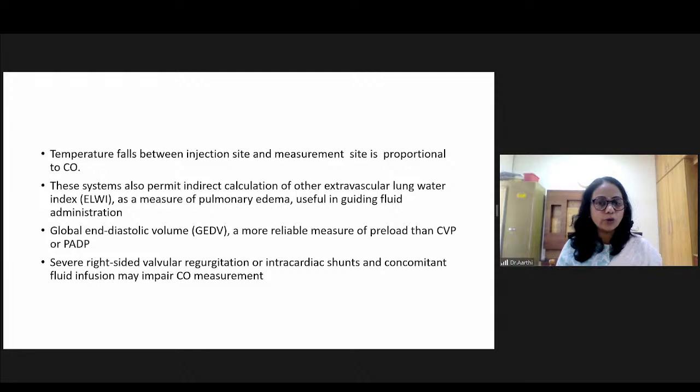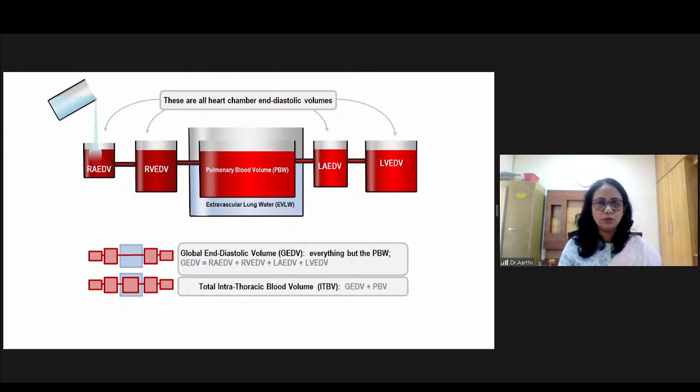And there is also a static parameter, what is called the global end diastolic volume, which assesses the preload, which is more reliable compared to the central venous pressures or the pulmonary arterial diastolic pressures. But patients with severe right-sided valvular regurgitation, intracardiac shunts, and concomitant infusions may impair these kinds of cardiac output measurements. So, just an overview about what we discussed.